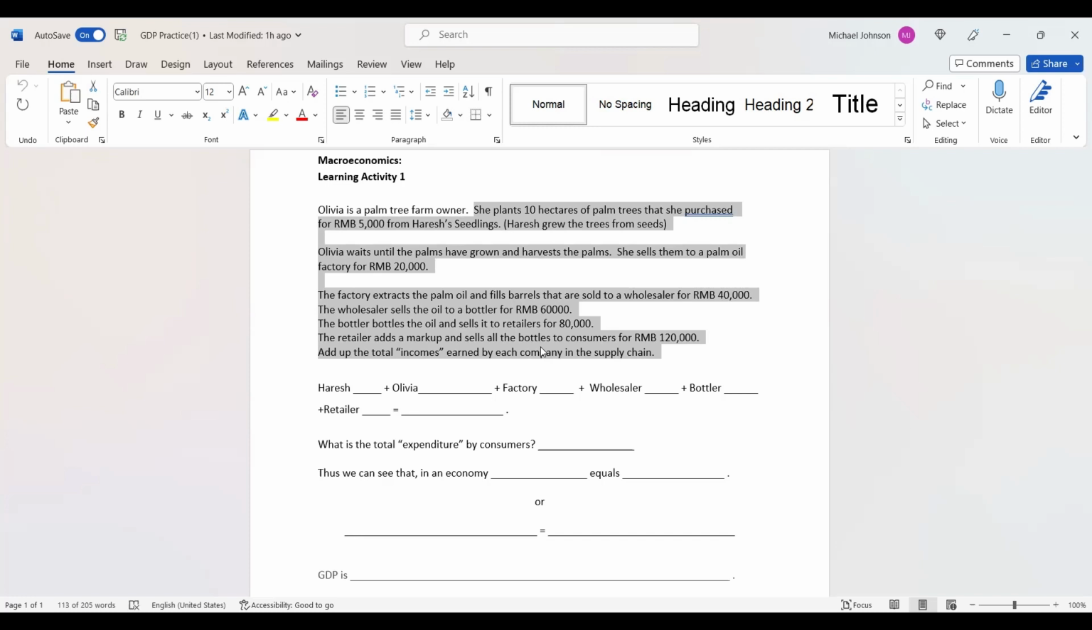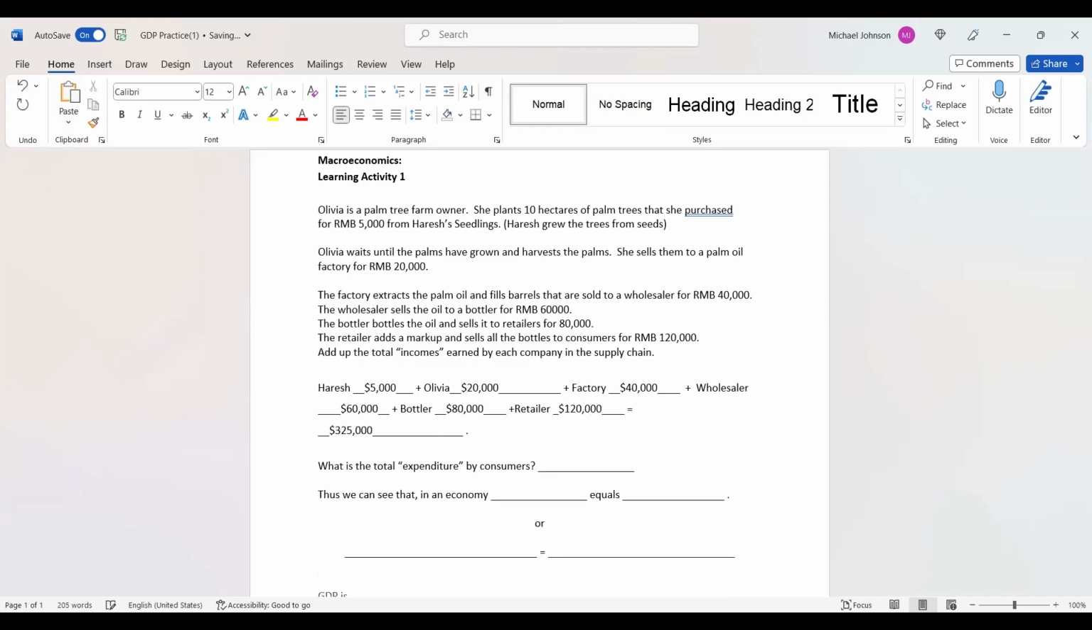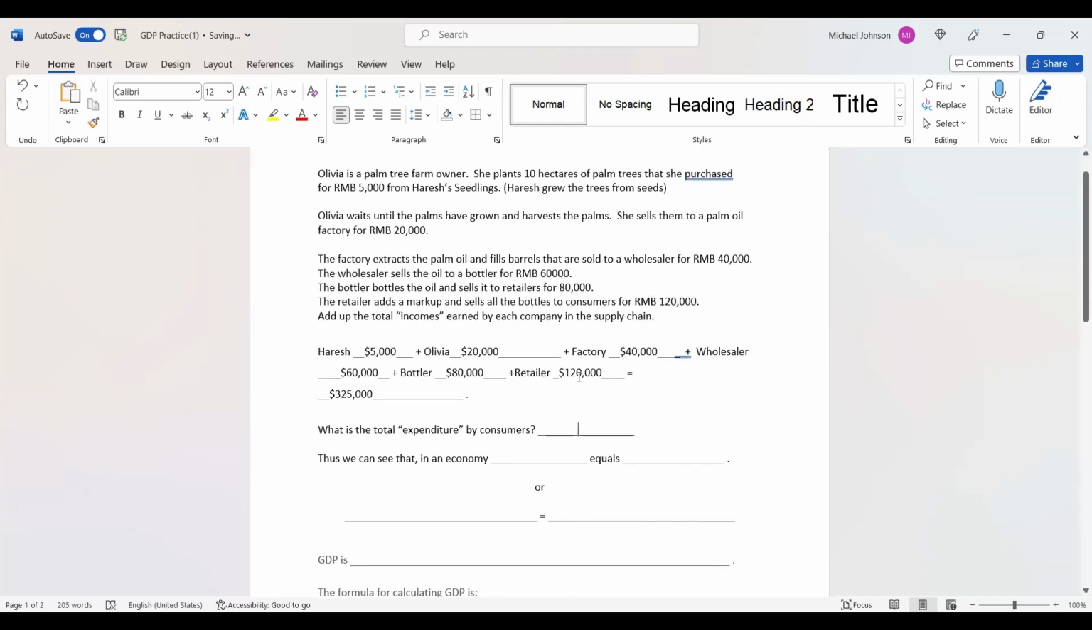$325,000. Excellent. You got $325,000, right? Yes. Excellent. Perfect. Great job. So we'd add up all the incomes here, all the money spent, and get 325,000. So then what is the total expenditure by consumers?